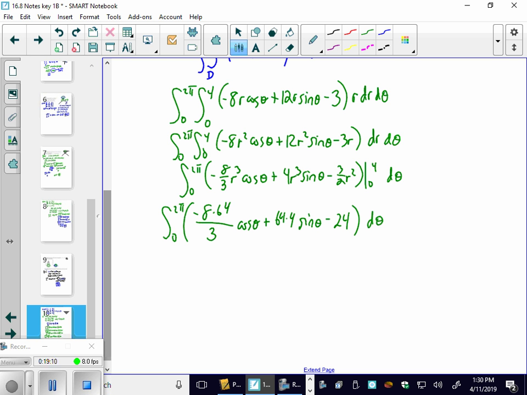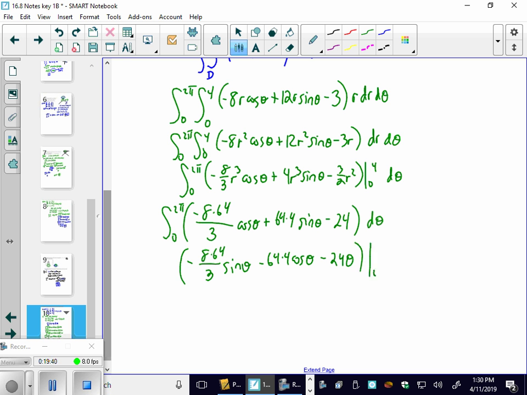All right, antiderivatives now. The antiderivative of negative cosine is negative sine, so negative 8 times 64 over 3 sine theta. This is actually going to work out. I don't need to worry about the numbers, which is good. The antiderivative of positive sine is going to give us negative cosine, minus 24 theta. That's the only part that's actually going to matter.